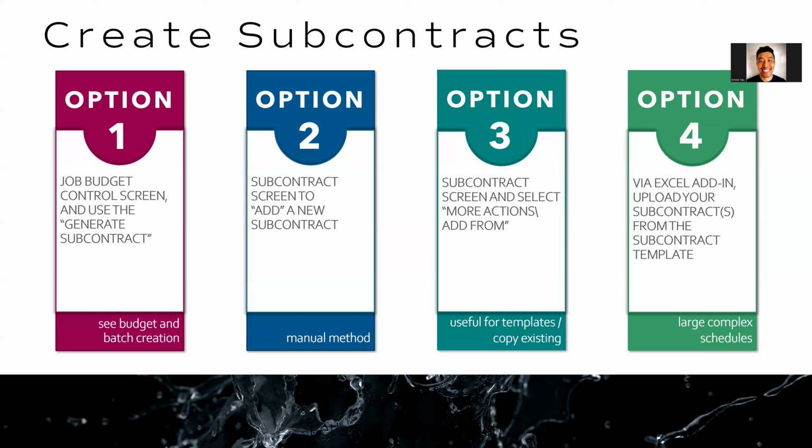Option 2 is you can just manually add a subcontract on the subcontract screen itself. Option 3, you can use the add from feature in Premiere. If you have a subcontract that looks very similar to an existing subcontract, you can use this add from feature, and it either copies from a template or copies from an old subcontract. So you save yourself a little bit of legwork. And then option 4, if you have a very complicated subcontract that's quite unique and has many lines, let's say 30 or 40 lines, you can use the Excel add-in that you've probably installed already, and that will allow you to upload a subcontract from a template.